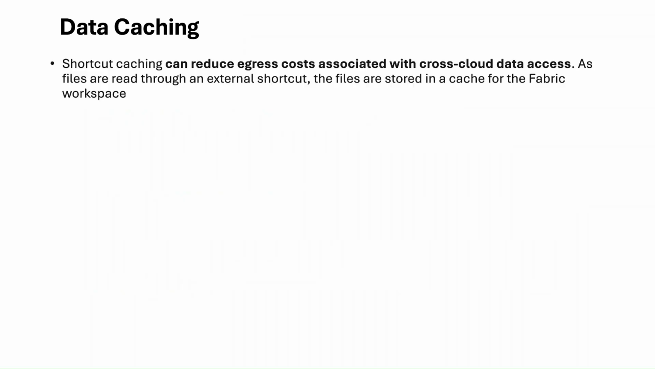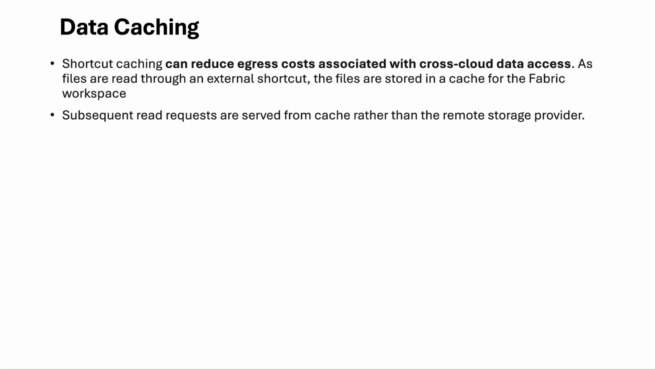Let's see data caching. Shortcut caching can reduce egress costs associated with cross-cloud data access. So caching can reduce the cost, and as the files are read through external shortcuts, the files are stored in a cache for the Fabric workspace. Okay, so you need to enable caching at the workspace level. Keep that in mind. And subsequent read requests are served from the cache rather than the remote storage provider.